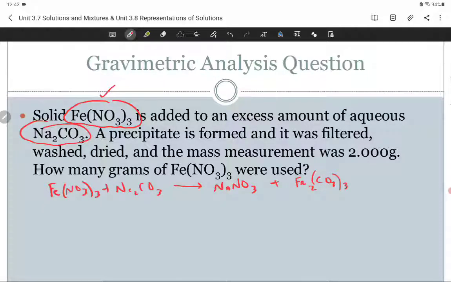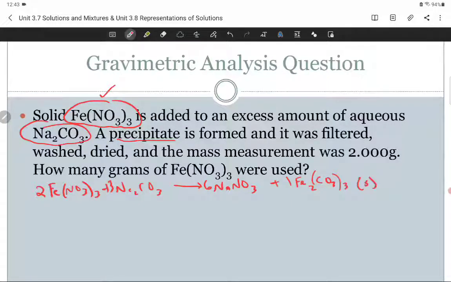Okay, so now we're going to have to balance this. We'll put a 3 there, we'll put a 6 there, and we'll put a 2 there. So now it's a 2 to 3 to 6 to 1. I wouldn't normally put a 1 there, but we'll put a 1 there. It doesn't tell you what the precipitate is. So now you have to know your solubility rules. No matter what Na plus is with, no matter what NO3 minus is with, it's always soluble. So that would mean that this must be our precipitate.